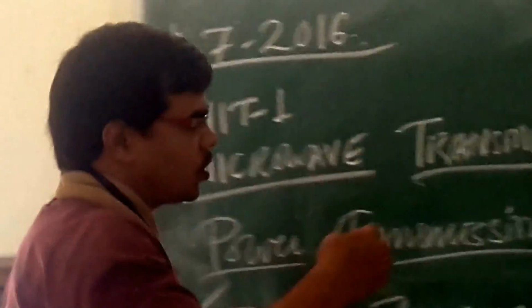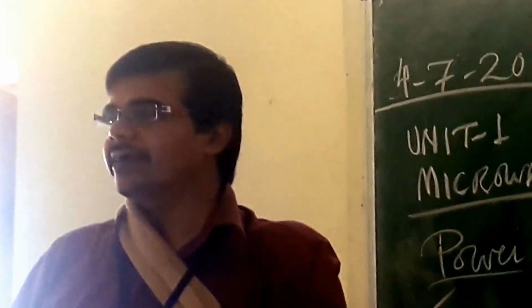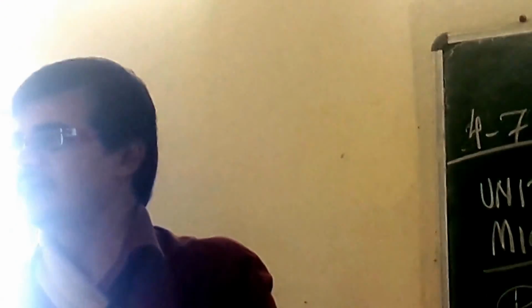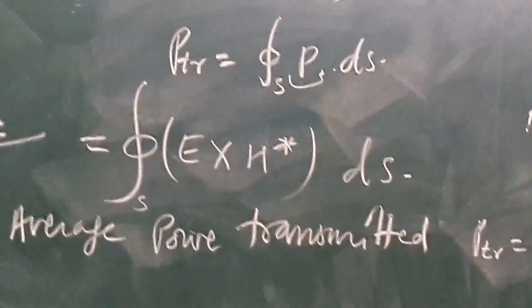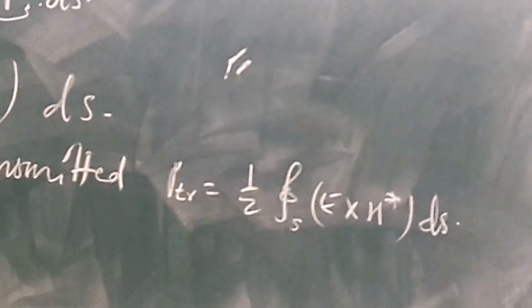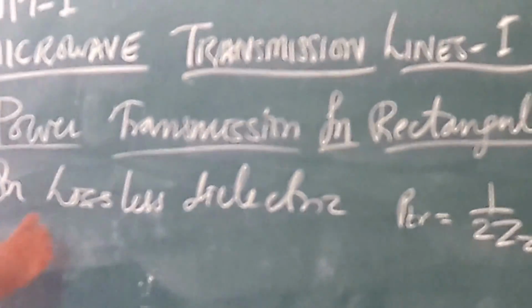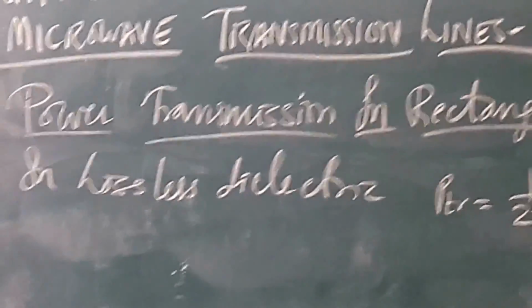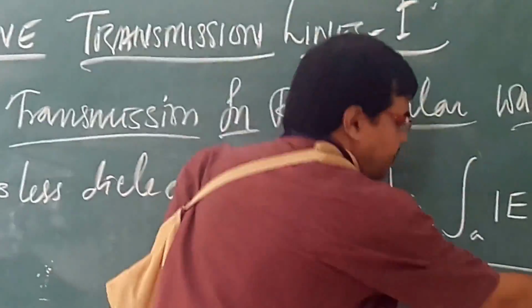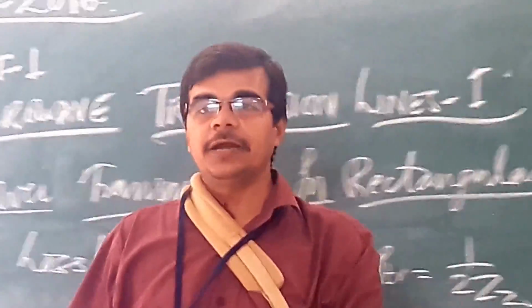Now let us go for calculating the power. Cyclic integral. What is the cyclic integral? And because of that air, there is no loss of power. So we are considering a lossless dielectric. In case of your lossless dielectric, your transmitted power will be something like this. You will have this as a transmitted power, or you can have this as a transmitted power.